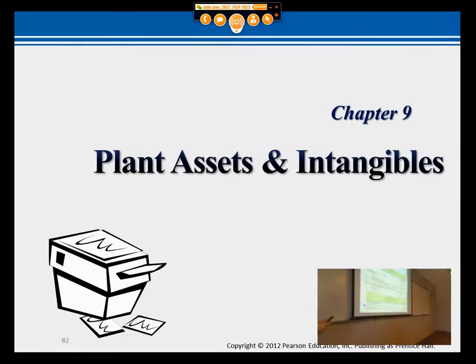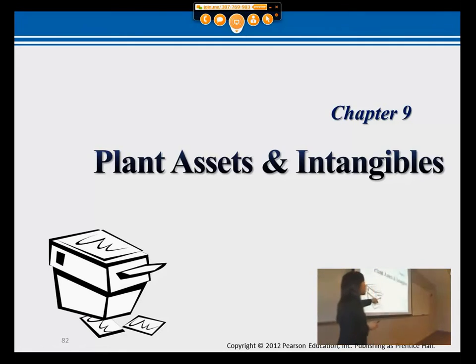Okay, so we're going to move on to Chapter 9, Plant Assets. Chapters 8 and 9 both cover asset-related topics. Accounts receivables is related to current assets. Remember, it's being collected on a daily basis. A part of it may not be collected. How do we account for those?